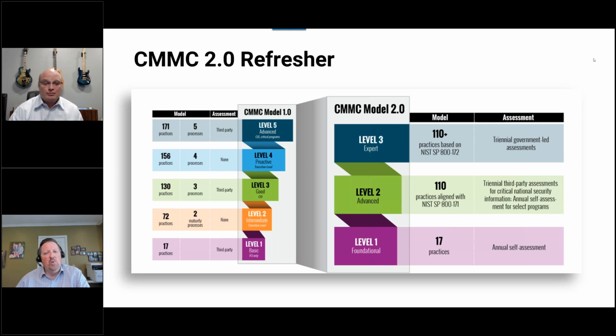I guess, Carl, one thing that was pretty significant, however, was that level 2 companies that are at level 2 today and are on select programs can potentially self-attest, for years, to their level of compliance rather than requiring a third-party assessor to come in.